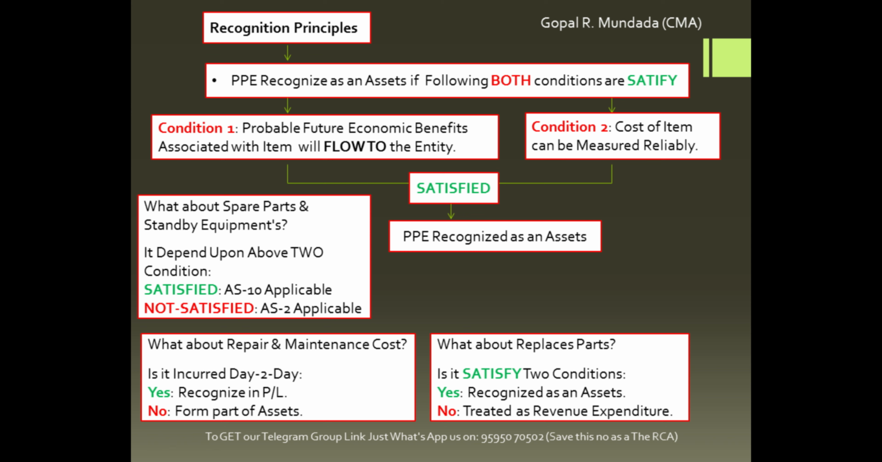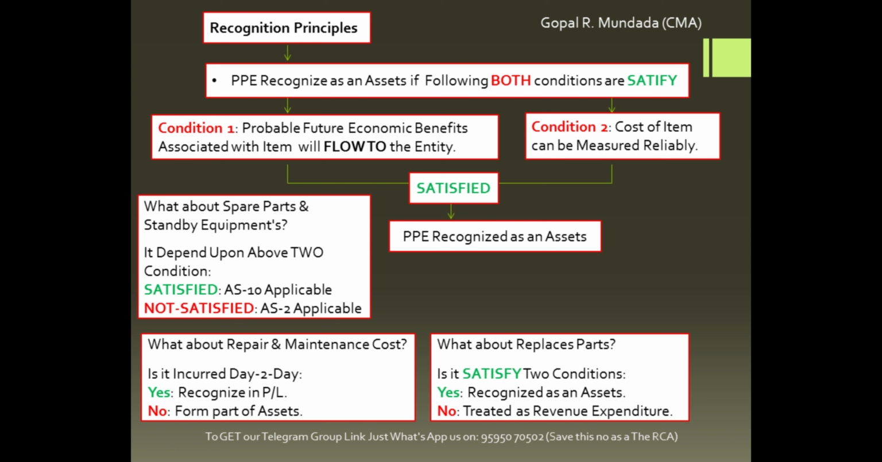So here I come up with some examples. What about spare parts and standby equipment? If standby equipment and spare parts satisfy both of the above conditions, then in such a case they are property, plant and equipment. If they do not satisfy such conditions, then AS 2, the inventory standard, is applicable.